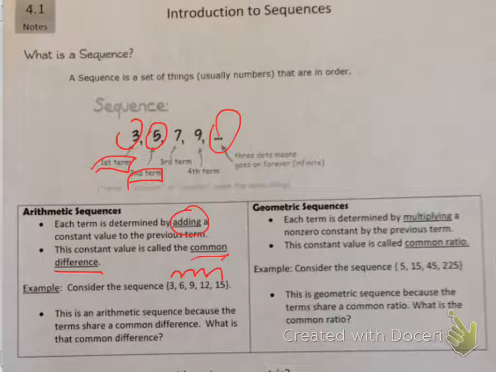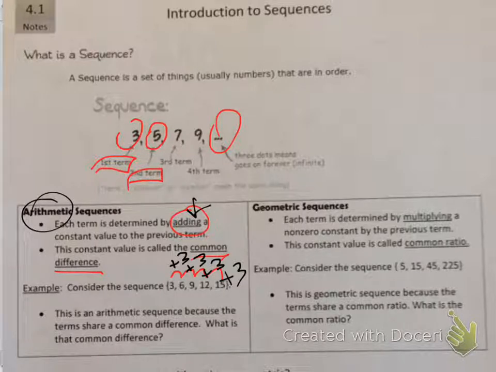We go from 3 to 6, 6 to 9, 9 to 12, 12 to 15. And how did we go from one value to the next value? Well, to get from 3 to 6, we added 3. To get from 6 to 9, we added 3. To get from 9 to 12, we added 3. And to get from 12 to 15, we again added 3. Because the addition of 3 happened throughout the entire sequence, this is an arithmetic sequence.